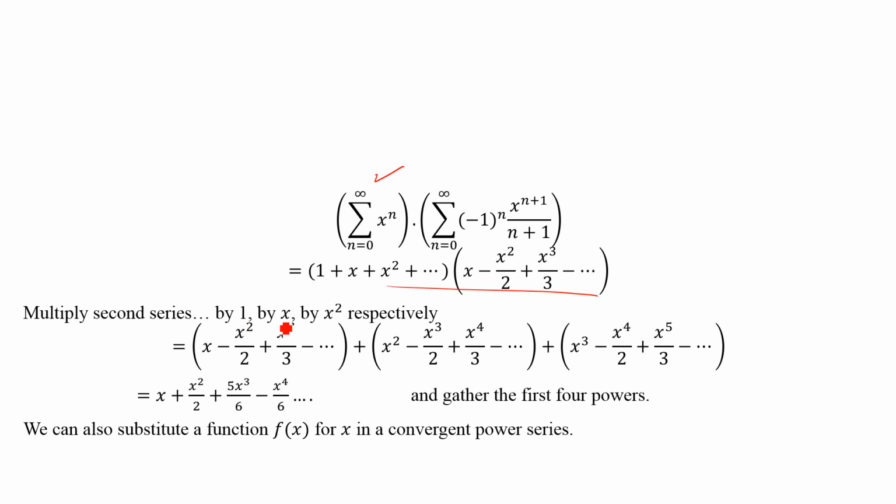So first we multiply 1 by every term of this series, and then we multiply x with every term of this series, and similarly we can multiply and continue in this way. We have this series, and this is also a power series. So if both the series are convergent, then we can also find the value of the function this series converges to.